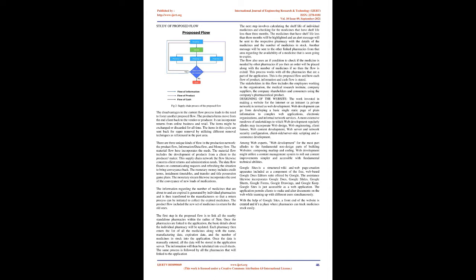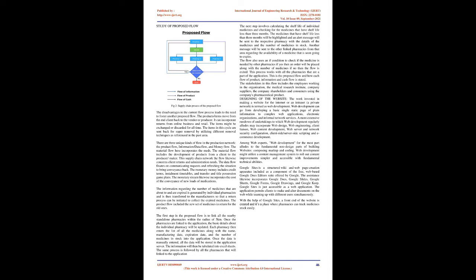The next step involves calculating the shelf life of individual medicines and checking for the medicines that have shelf life less than 3 months. The medicines that have shelf life less than 3 months will be highlighted and an alert message will be sent to the respective pharmacy with the details of the medicines and the number of medicines in stock. Another message will be sent to the other linked pharmacies from that area regarding the availability of a medicine that is soon going to expire.